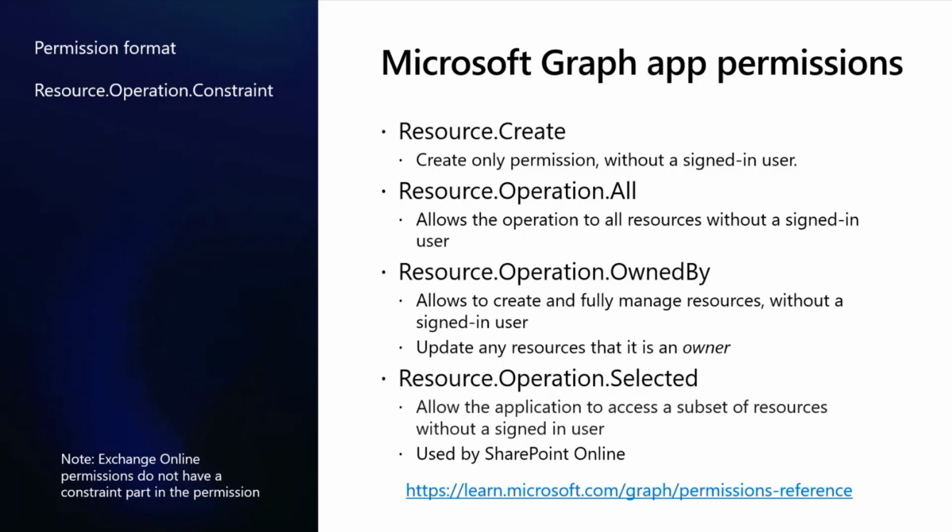Then what type of operation you want to do. Usually they are read or read-write. There's one exception in the screen that I'll talk about in a minute. And then you have constraints, right? Constraints are actually saying what you can do inside these operations for that specific object. For app permissions, they are usually all, meaning that you usually will have access to everything. So if you have a permission that is user.readwrite.all, it will give your application the permission to do anything to any user in your tenant, right?